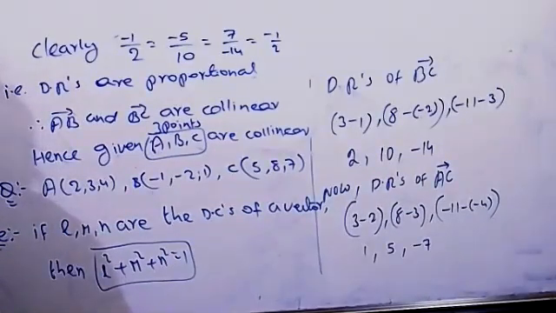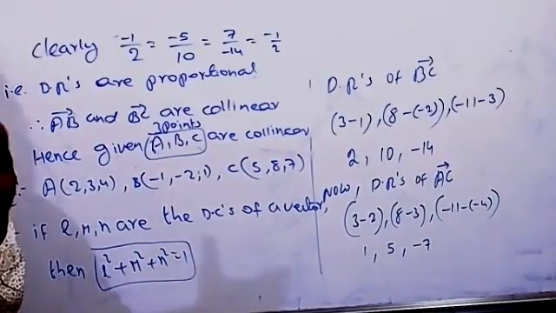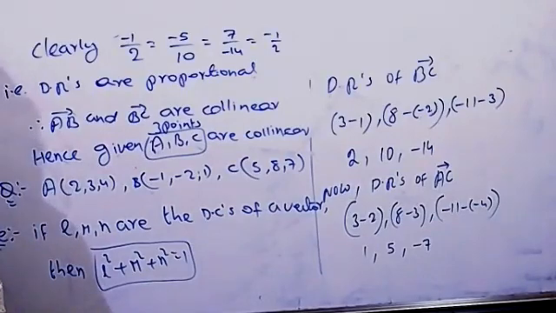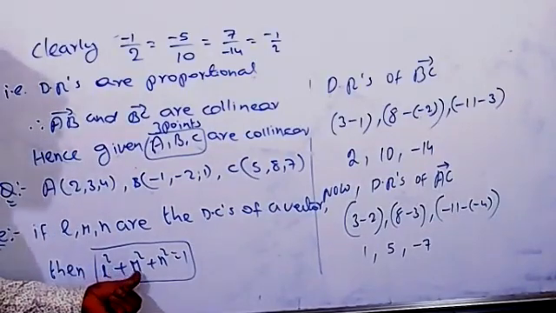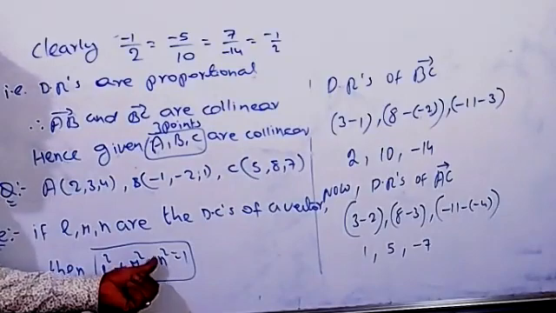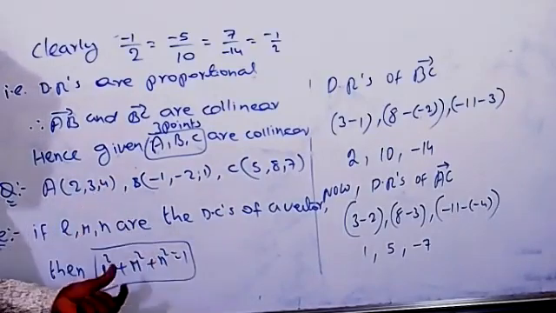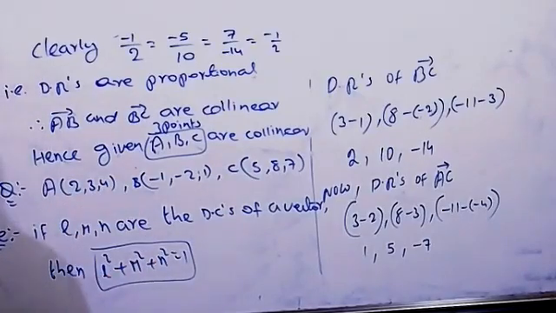Where you can utilize this formula: suppose they directly give the direction cosines of a vector, with some of the three values given, and ask you to find the value of L, or the value of M, or the value of N. At that time you can utilize this formula.